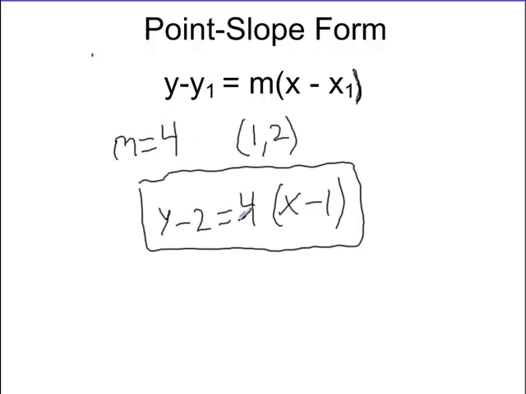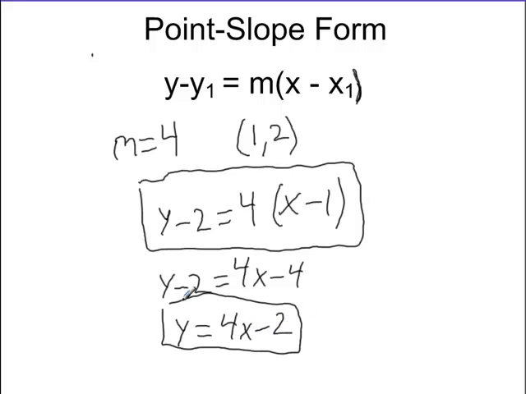You can go ahead and solve this and turn it into slope-intercept form if we want. We have y minus 2 equals, we distribute this, so we have 4x minus 4. We're going to add 2 to both sides. It's going to give us y equals 4x minus 2. There you go. Slope-intercept form. Real easy.